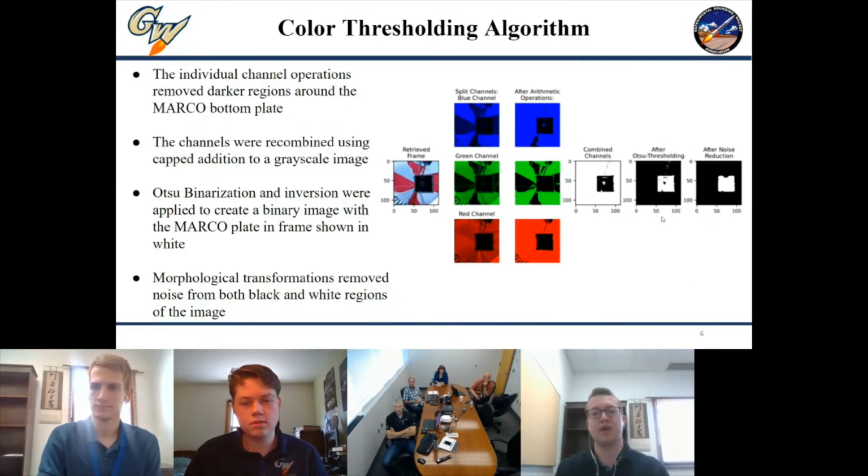And then to remove the remaining noise, we used built-in morphological functions from the OpenCV library in series, and this produced a final image as clean as the one shown there on the far right, even during various levels of image brightness and movement speed of the Marco plate where that image was taken.